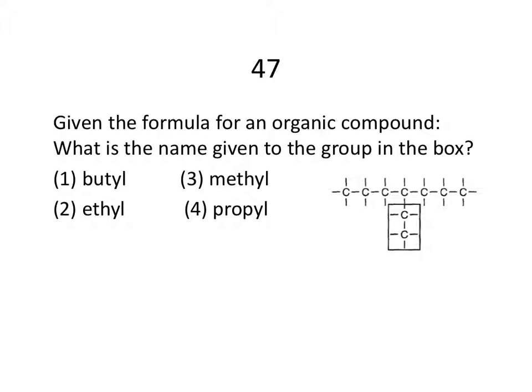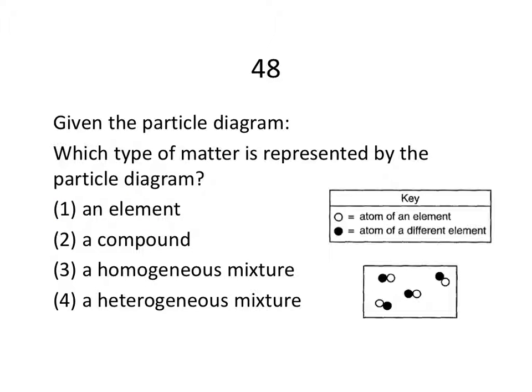In this one, we are looking to see what is the name given to the item inside the box. The item inside the box has 2 carbon and carbon only, so therefore it will end with -yl, and 2 carbon is for ethyl. In this one, we're looking at a particle diagram, and we want to know what is represented by the particle diagram. Here we have 2 different elements combined together. That is by definition a compound.